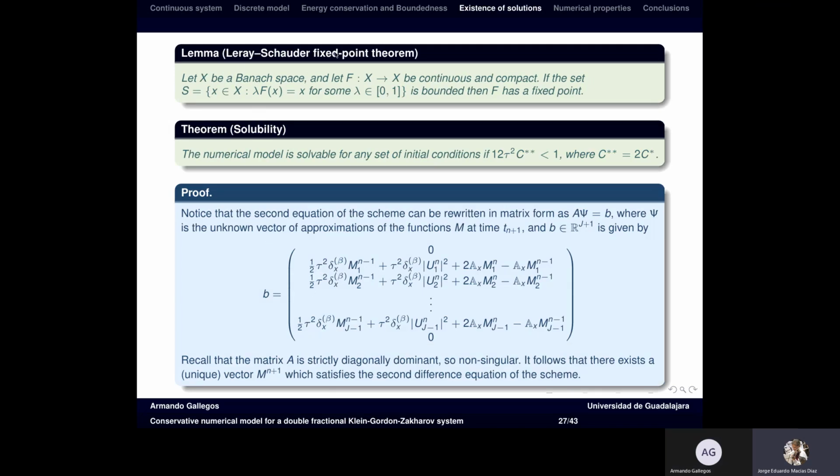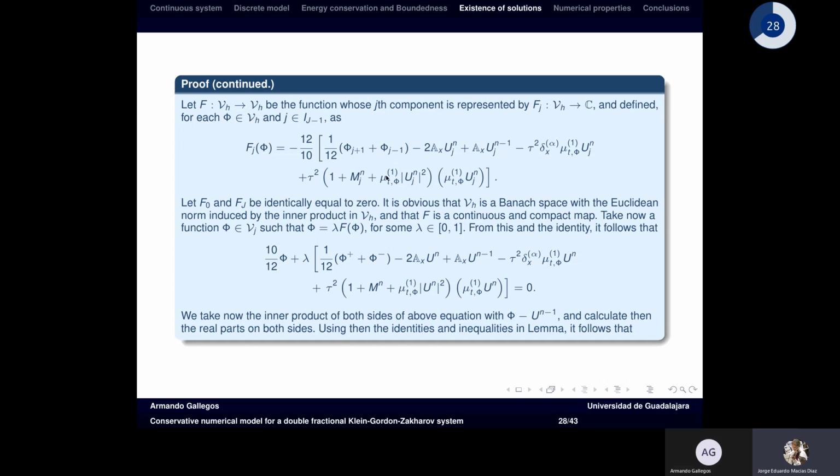In order to establish the existence of solutions, we need the Leray-Schauder fixed point theorem, which is classical. The theorem states that if tau is sufficiently small, then the numerical model is solvable. Now it's interesting because remember that we have two quantities, U and M. For the quantity M, solvability of the system is a consequence of arguments from linear algebra.